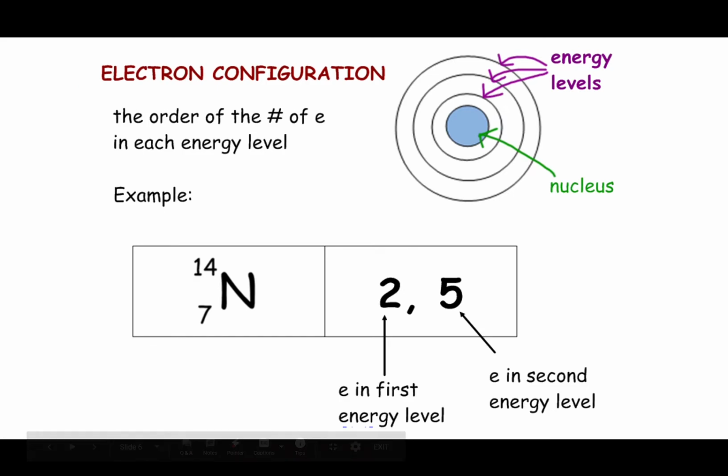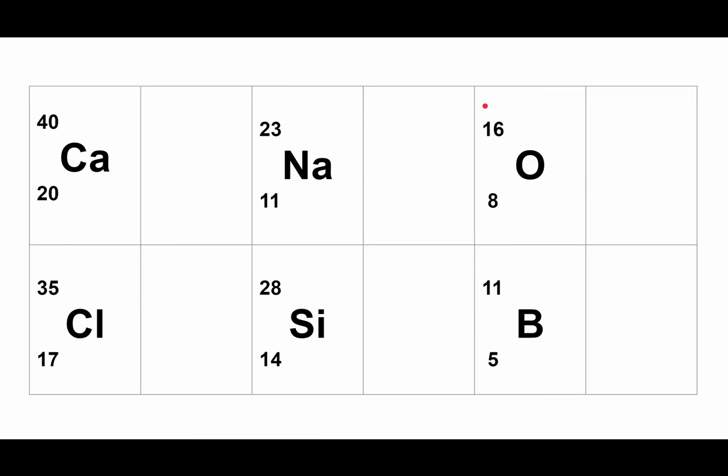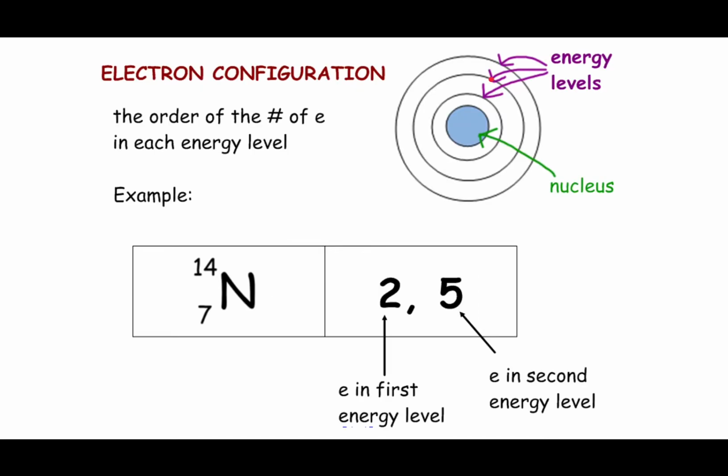Now with respect to electron configuration, we can actually describe how many electrons we have in each energy level, in order. So in the diagram, we have our nucleus, and over here we would write the number of protons and neutrons, and then in each energy level, we would have the total number of electrons that that element could hold.